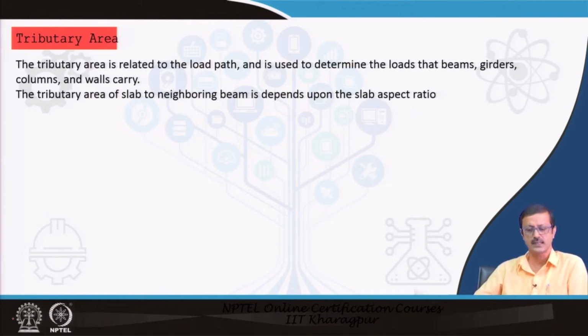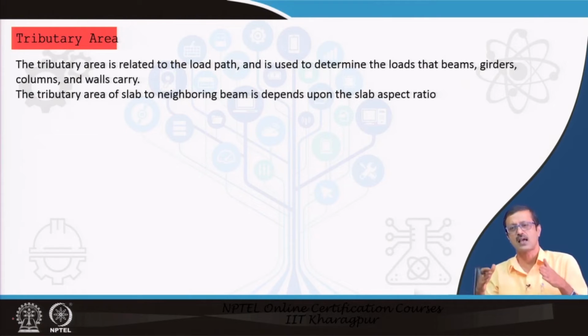Next is the tributary area. A particular beam will take gravity load, as we have just discussed in the load path. A slab will have four beams in the periphery. So, what will be the contribution of each beam from the slab? You first have to find out the tributary area of the beams, and from that we can find out the share of each beam, how much load it is going to share.